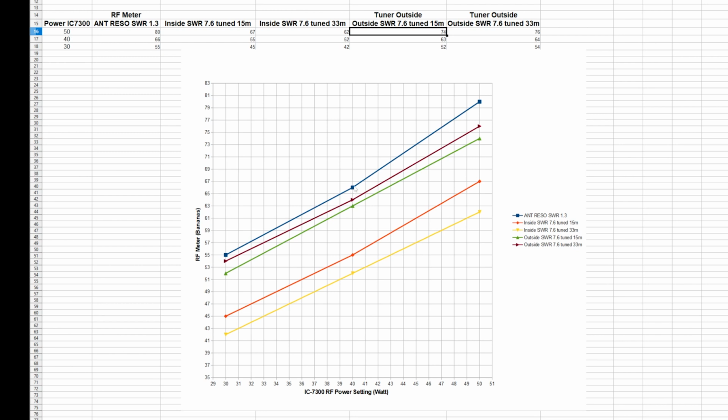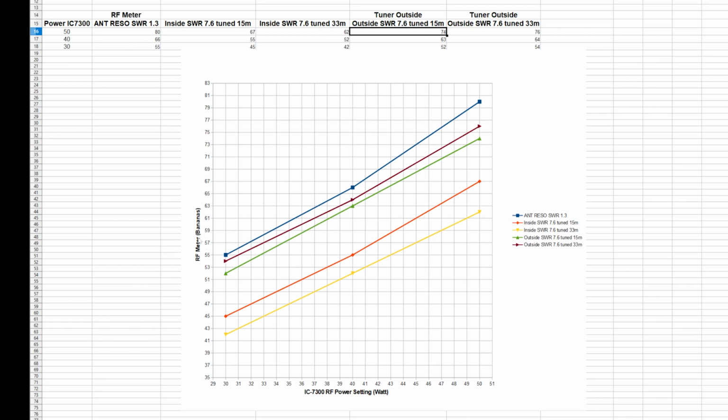Let's look at the chart from the RF meter readings. So here's the result from the test. You see the chart? Let's go with the axis. The x-axis is the RF power setting on the ICOM 7300 in watts. And on the y-axis you have the RF meter. Like I said in the previous video, there is no unit. It doesn't really matter because we are always comparing the same value. This would cancel out anyway.